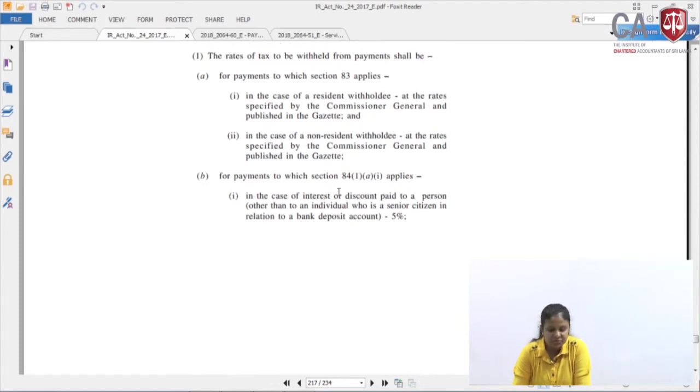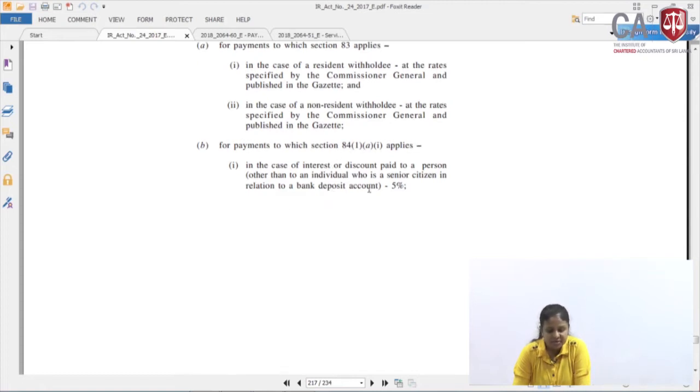For payment to which section 84 subsection 1A Roman 1 applies. What are those payments? The interest, dividend, rent, discounts, premiums, can you remember? Then in the case of interest or discount paid to a person other than to an individual who is a senior citizen in relation to a bank deposit account, 5%.